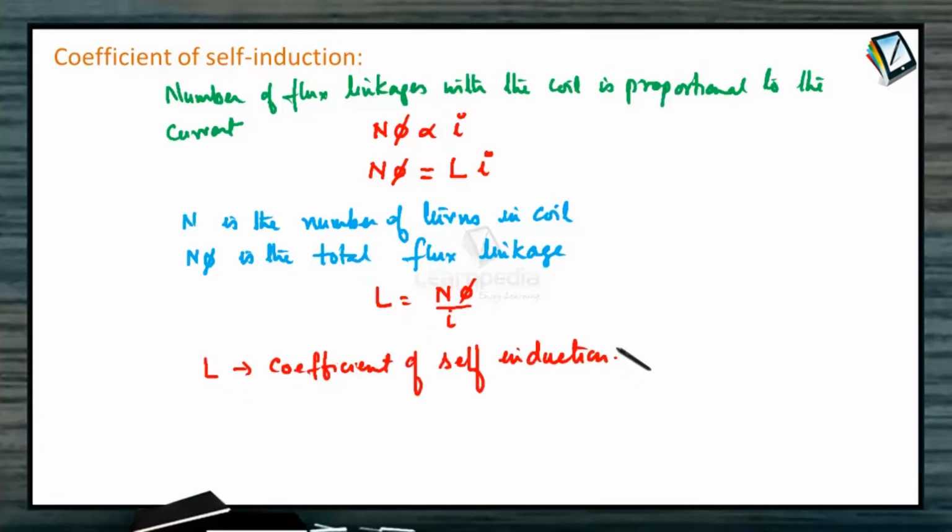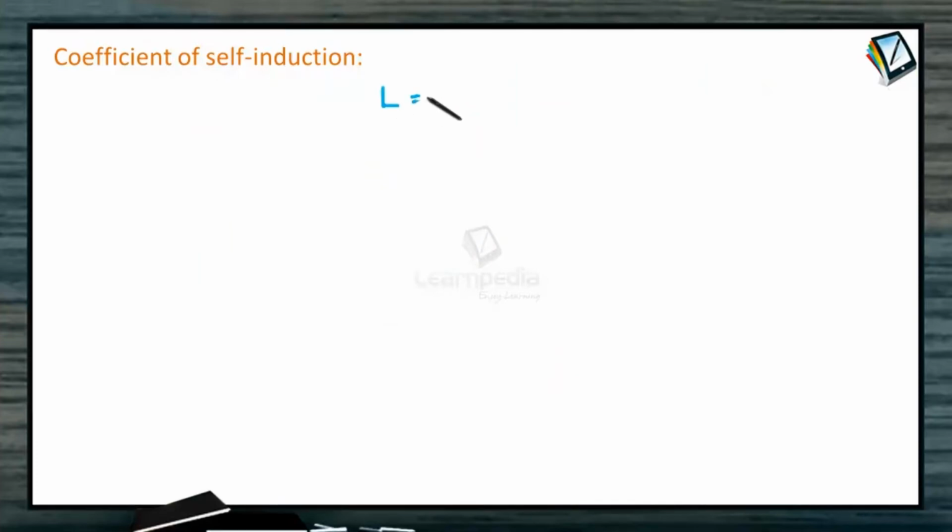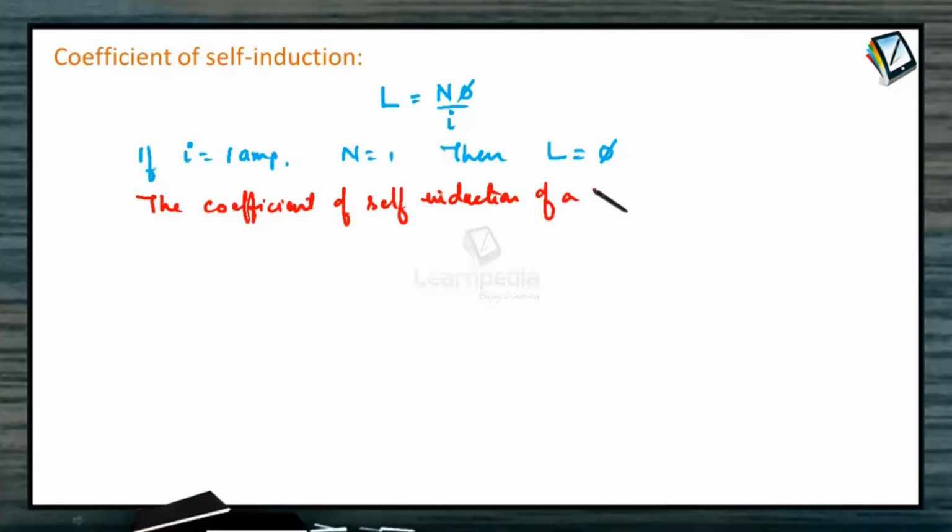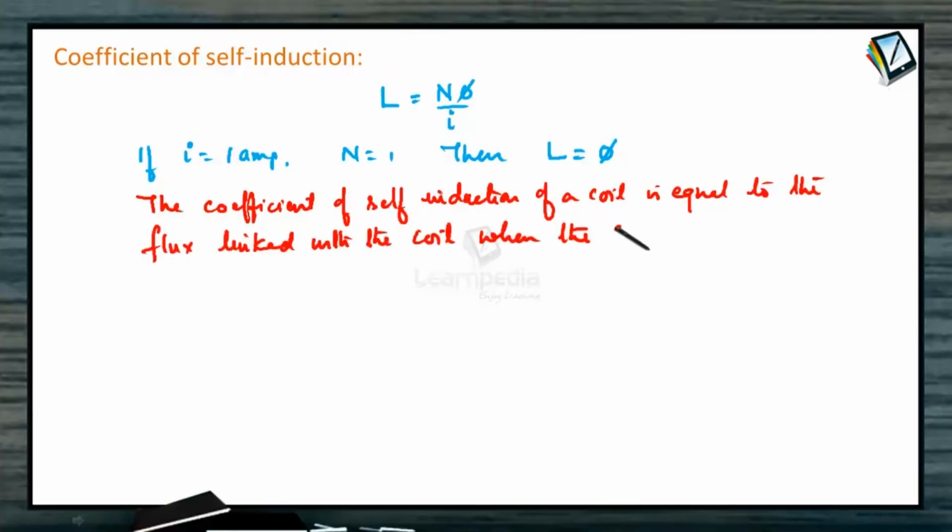How to define the coefficient of self-induction? As we got, L is equal to N phi by I. If I is equal to 1 ampere and N is equal to 1, then L is equal to phi. That is, the coefficient of self-induction of the coil is equal to the flux linked with the coil when a current of 1 ampere flows through the coil, whose turn is 1 turn. So we can define the coefficient of self-induction of a coil as the flux linked with the coil when the current in it is 1 ampere.